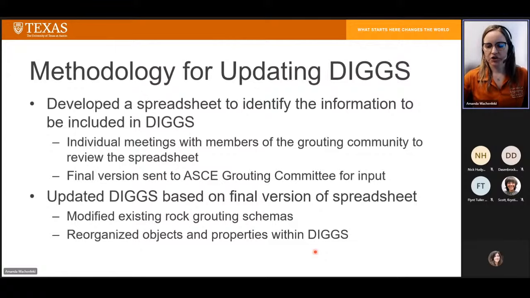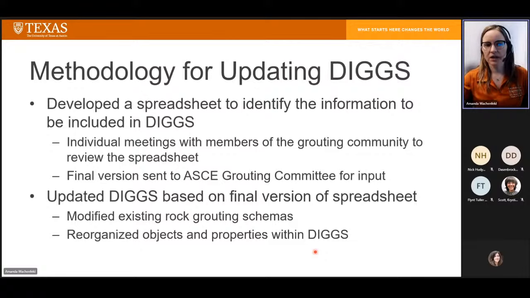And this allowed us to make sure that the list of information we had was truly comprehensive. So it would include information that you might typically collect on a project, but also ones that you might not typically collect, so we can ensure that DIGGS is fully comprehensive. That final spreadsheet was then sent to the whole ASCE grouting committee for their input.